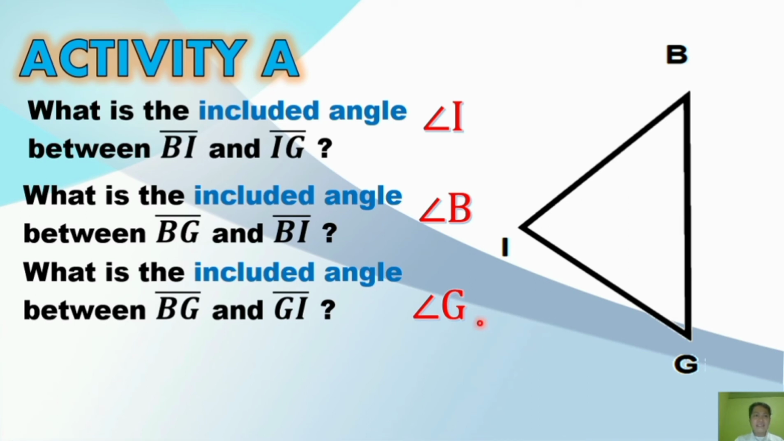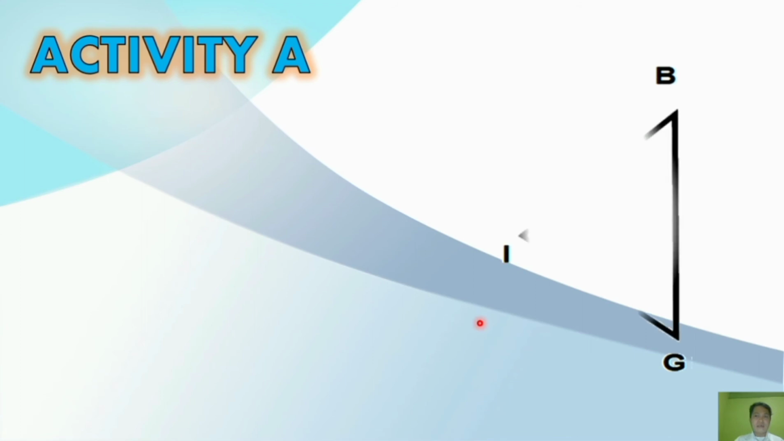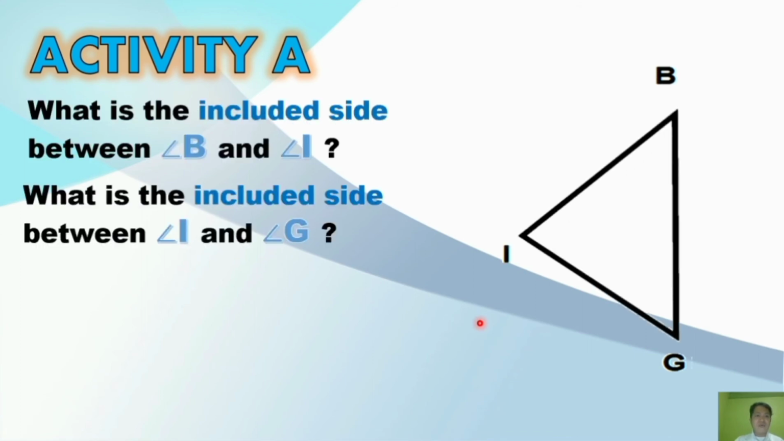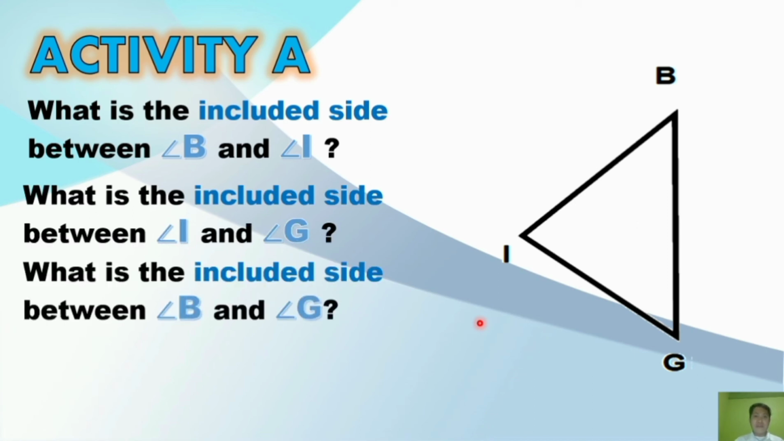Okay, so next is a continuation of activity A. Again, we have triangle BIG, and all you need to do is to answer these 3 questions here. Again, I'll be giving you 3 minutes. All you need to do is to pause the video for 3 minutes and then answer these questions. Okay, so let us check.